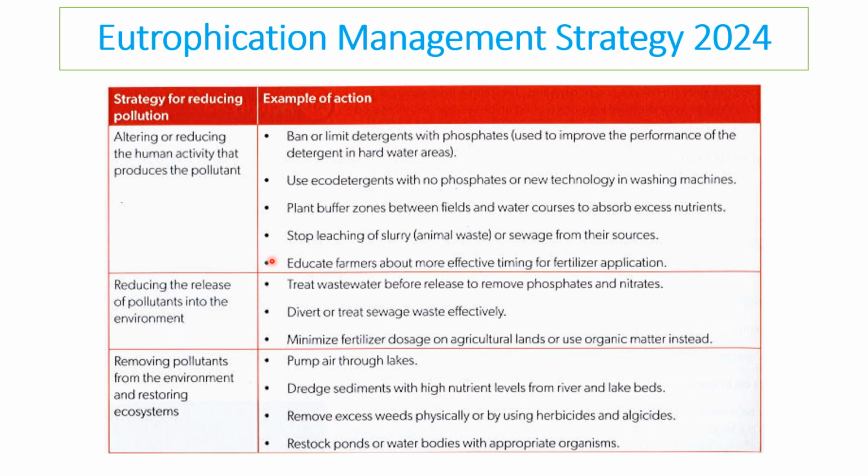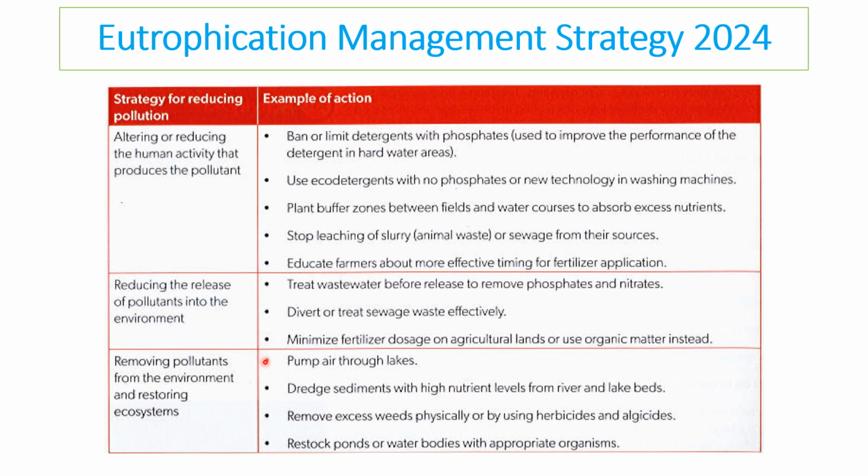To reduce the release of pollutants, we could treat wastewater more before removing the phosphates and nitrates. We could divert or treat sewage more effectively and minimize fertilizer doses on the land using organic matter such as manure instead. Once the pollution has been caused, how can we remove it and restore the environment?